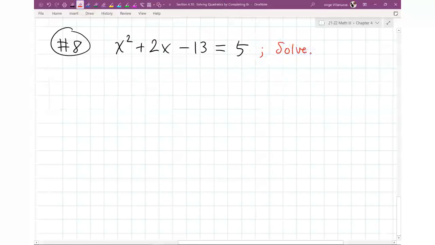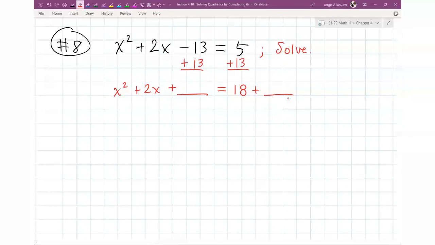Now remember, our whole goal is to find a brand new c. Right now my c value is negative 13. I don't want to use that, so I got to get it out. Okay? So let's add 13 to both sides. So I have x squared plus 2x plus my brand new c, whatever that's going to be, is equal to, well, 5 plus 13, that's 18, plus my brand new c. So I did add 13 plus 5 to get 18, and then I had to leave a space for the brand new number I'm about to put in.